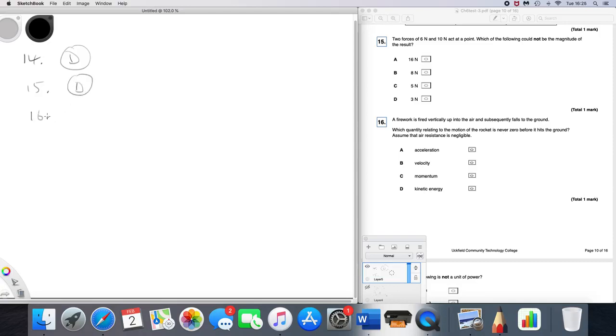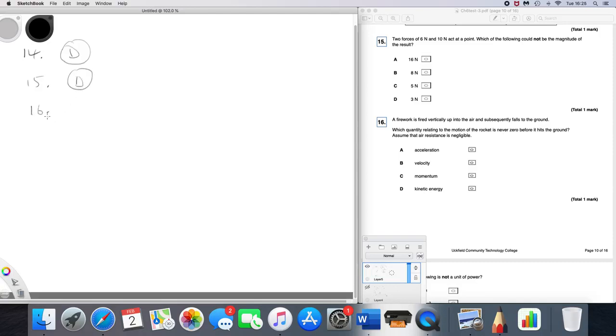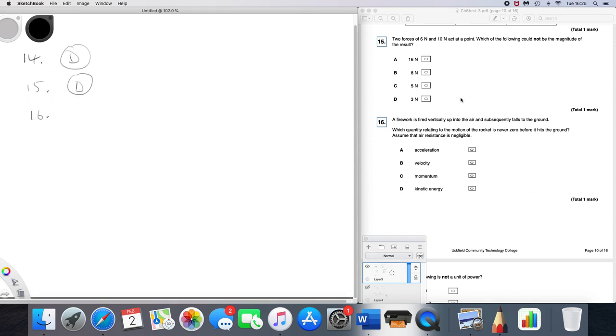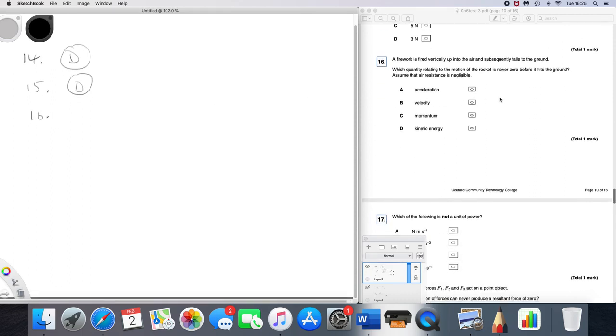16. A firework is fired vertically up into the air, which quantity relating to its motion is never zero? Well, it's on Earth, presumably, and so gravity always acts. Its velocity is changing and will get to zero.